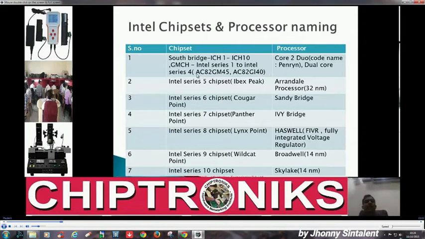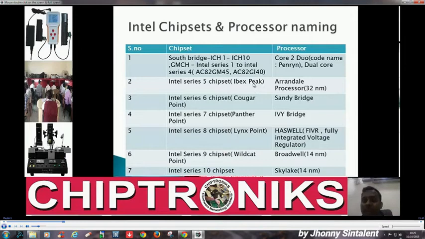After Intel series 4 chipsets, Intel combined some part of the North Bridge into the South Bridge and some part of the North Bridge into the processor, and Intel now reduced the number of chipsets from two to one. So Intel series 5 chipset stands for PCH, platform controller hub, and Intel series 5 chipset is also called Ibex Peak.